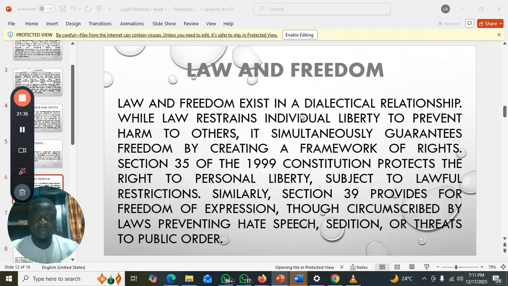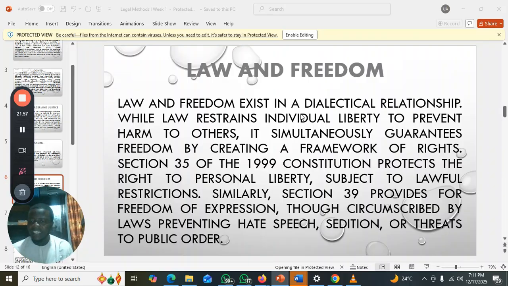So law continuously guarantees that freedom will be given. That is why it is provided in Section 35 that everybody has the right to liberty, subject to lawful restriction. Your liberty will end the moment the law restricts you from doing that. So this is the connection of law and freedom.